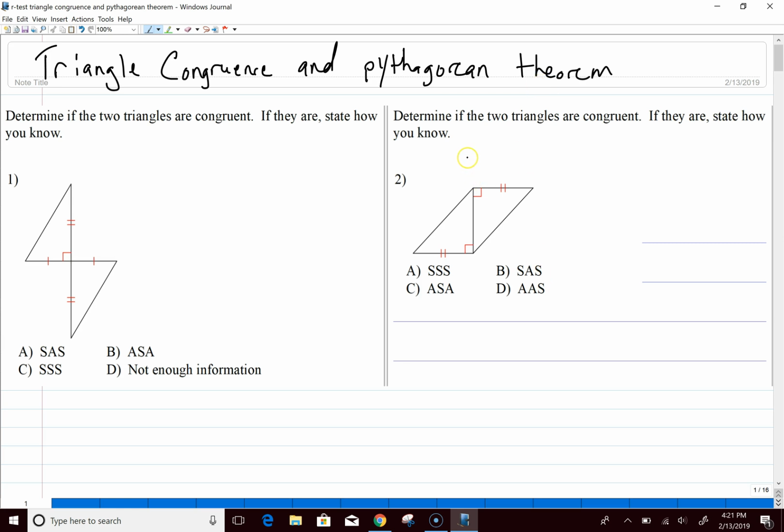All right, number 2. Determine if the two triangles are congruent. If they are, state how you know. Well, they are touching here at a side, so don't forget to mark that down. So this here means side. This here is a side. And then this little thing is an angle. Side, angle, side. So SAS, side, angle, side.